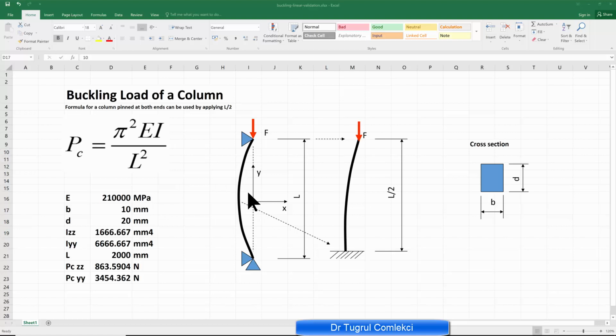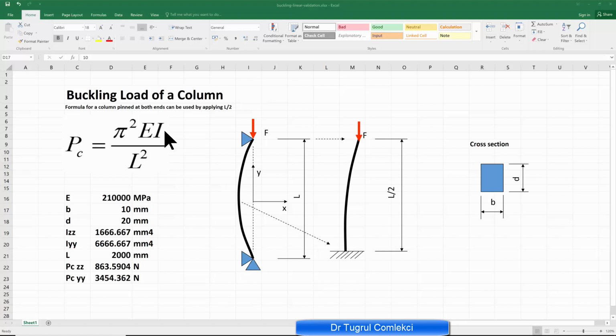There is a formula that applies to this configuration, and it is simply P critical equals pi squared EI over L squared. So L refers to the height of this column, and E is Young's modulus, I is the second moment of area, as usual.